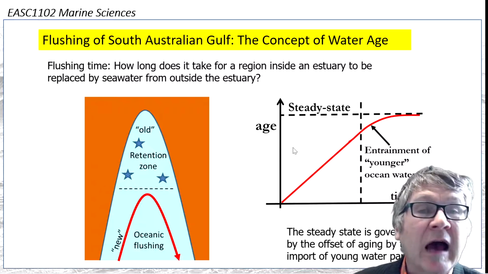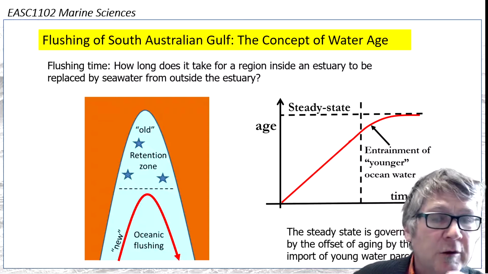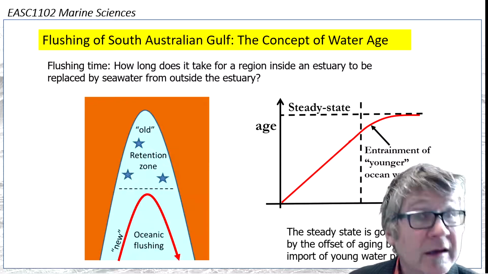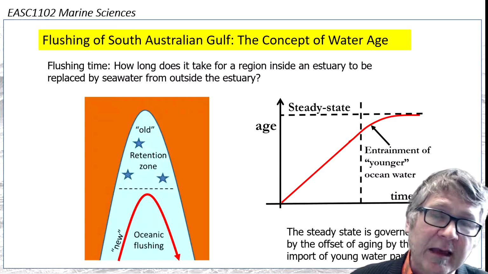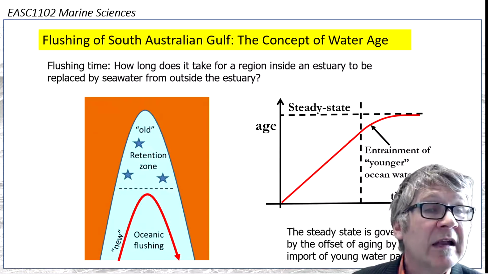We will have a look at what the water age distribution looks like in Spencer Gulf if you apply this concept to a computer-based model. You have a computer-based model that is able to predict the tides and the average density-driven flows in a region. Let's have a look at that.